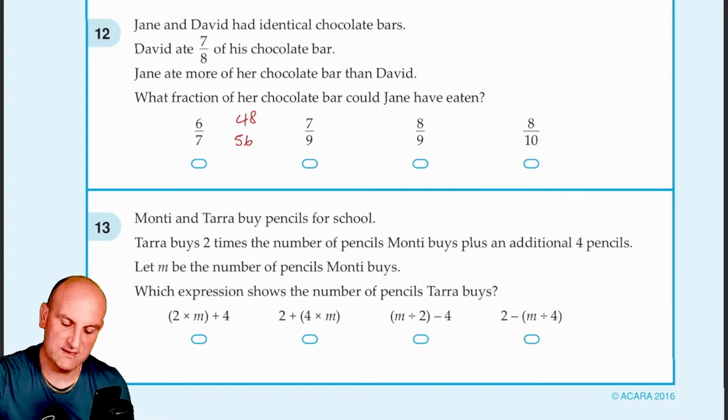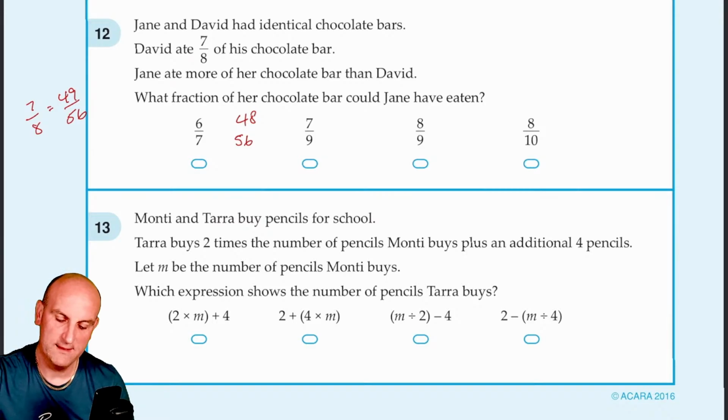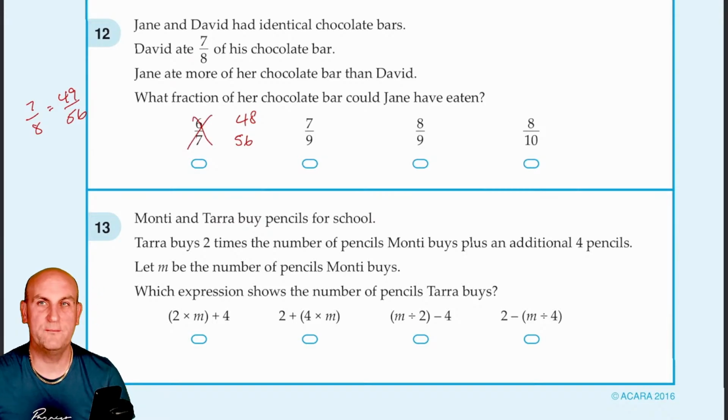Right, times that by 7. So 7/8, times that by 7 gives me 56, and times the top by 7 gives me 49. So in which situation has Jane got to eat more? It can't be 6/7ths. Let's go to 7/9ths.